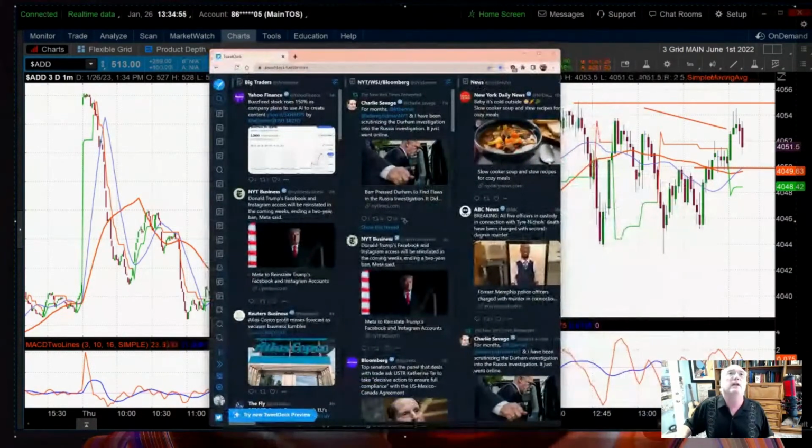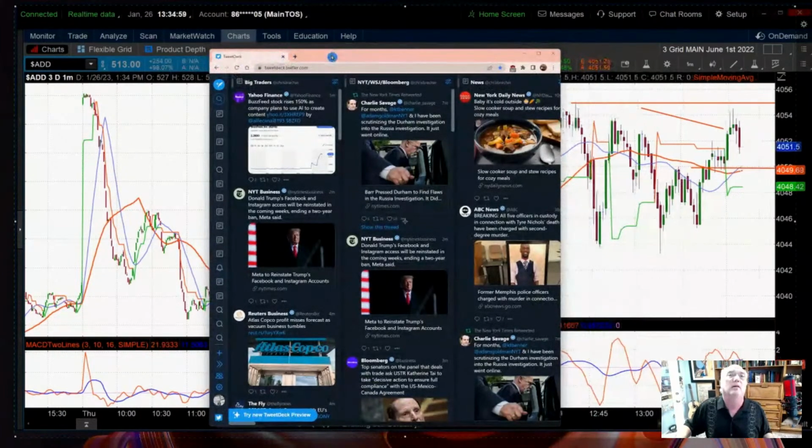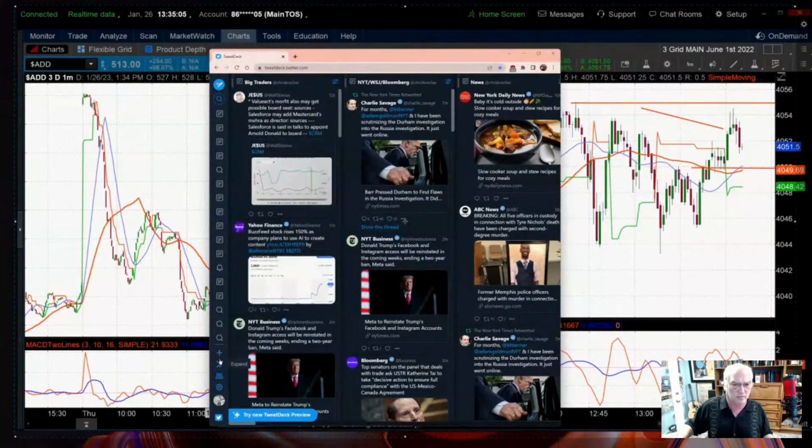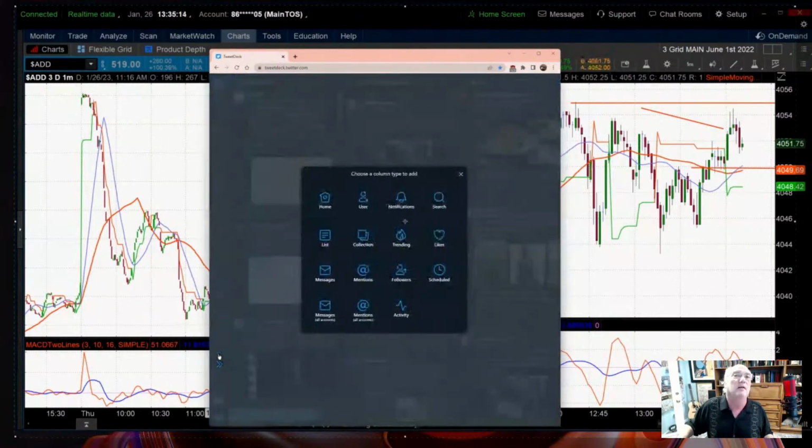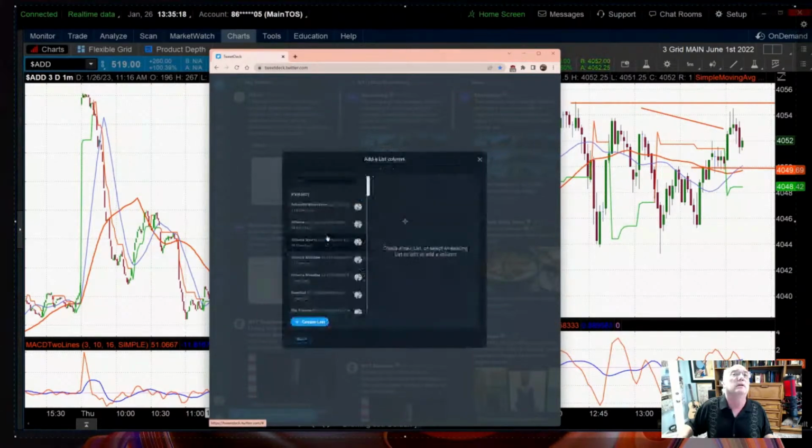So all I'm doing in here is going to TweetDeck. You got to obviously have a Twitter account. That's fine. You then go down to here to plus. Can you see that on the screen? Can you see that? I'm looking. Yeah, it's tiny, but it's on the left. So you press the plus. Then you go to list. And then you create a list.